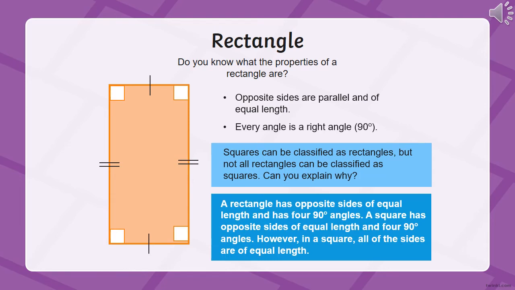So a rectangle has opposite sides of equal lengths and has 4 90-degree angles. A square has opposite sides of equal lengths and 4 90-degree angles as well. However, in a square, all the sides are equal length. This is not the case for a rectangle.